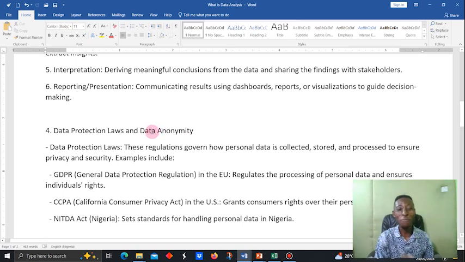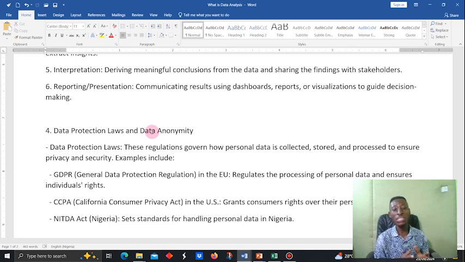All right. Data protection laws. Now, the data protection laws, this regulation governs how personal data is collected, stored, and processed to ensure privacy and security. You don't want to leave your information exposed to either hackers or fraudulent people. So you need these laws to keep your personal information secured.